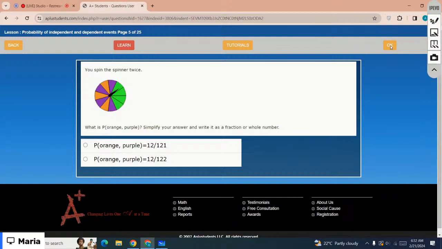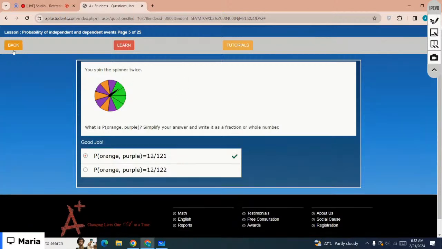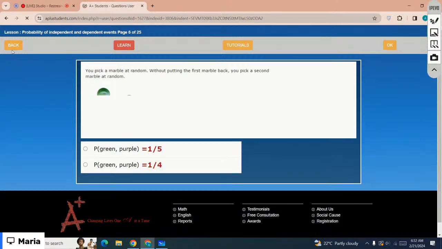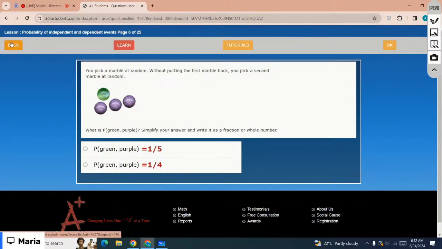Yes, that is 12 divided by 11 times 11, which is 121. So that is 12 over 121. Okay, you can complete the lesson by yourself later today. Let's just move on to the next lesson.